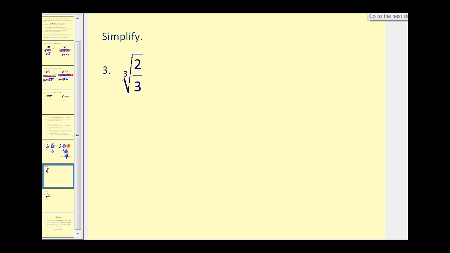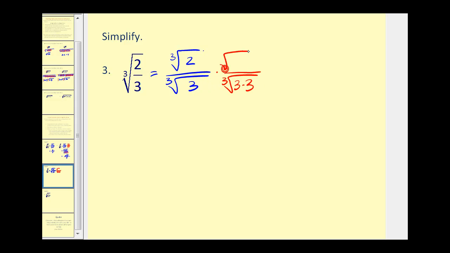Now we have the cube root of 2/3. This is equal to the cube root of 2 over the cube root of 3. Now, in order for the denominator to simplify perfectly, we're going to need 3 factors of 3. So we can go ahead and multiply by the cube root of 3 times 3. That'll give us 3 factors of 3, which matches the index. So I'm going to do the same in the numerator. So now we would have the cube root of 2 over the cube root of 3 times 3 times 3, with 3 factors of 3, which is perfect.